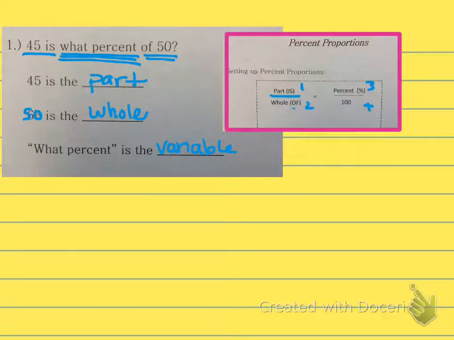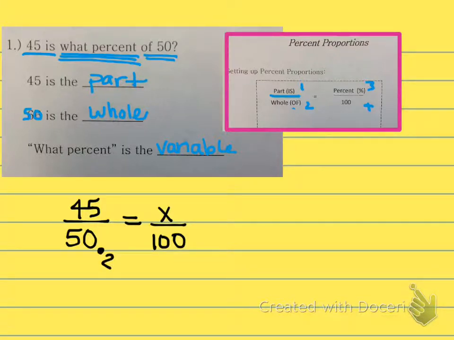So if I set it up, we have part or is, 45, over whole or of, 50, equals our percent. We don't know that, so we're going to put an x over our one number that is constant, 100. And then we solve. How do we get 50 to 100? What can we do to 50 to get to 100? That is if I multiply by 2. And what I do on the bottom, I have to do on the top.